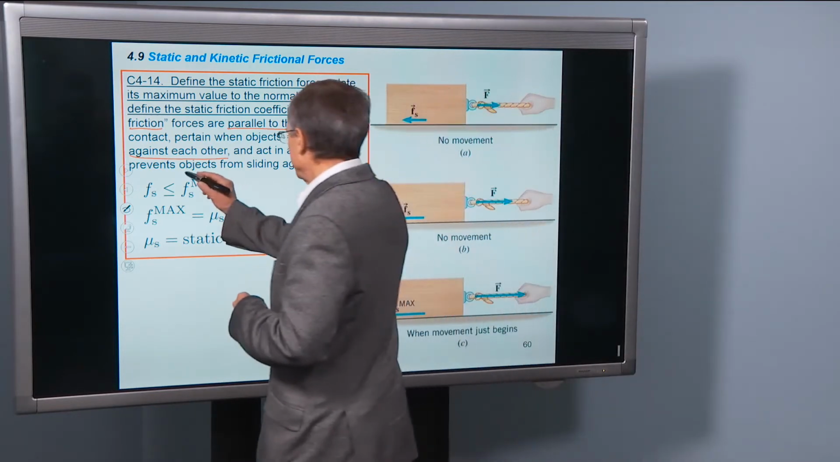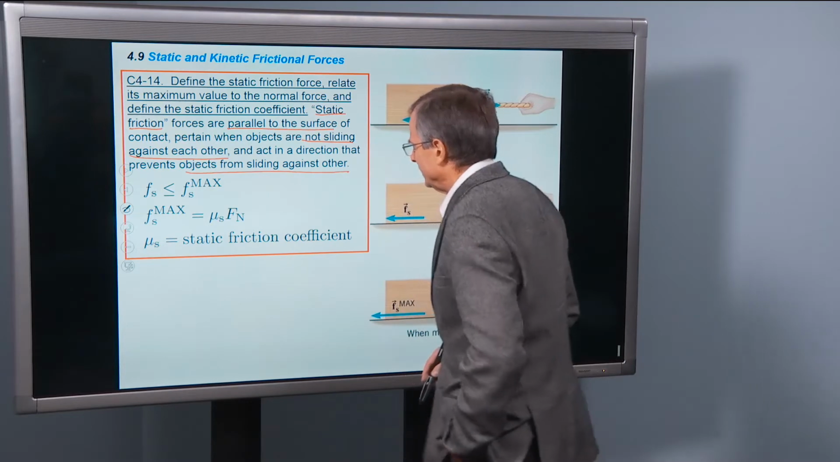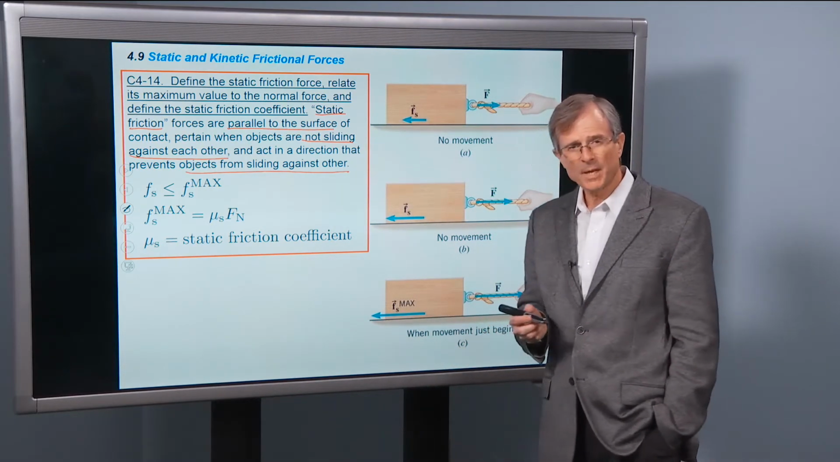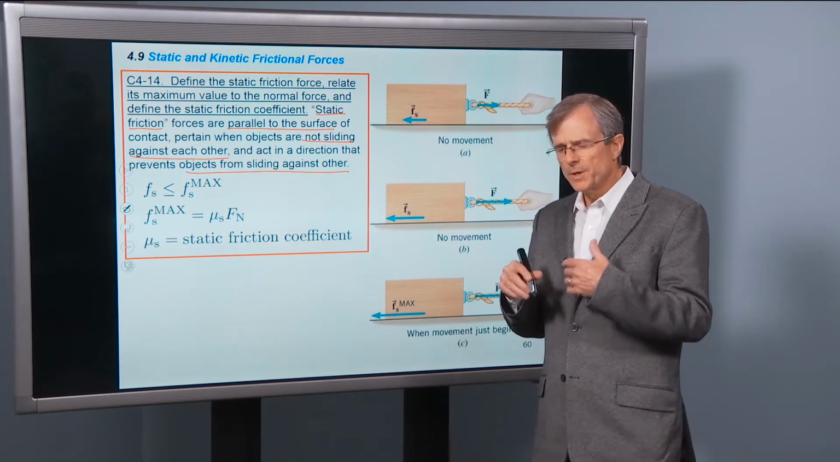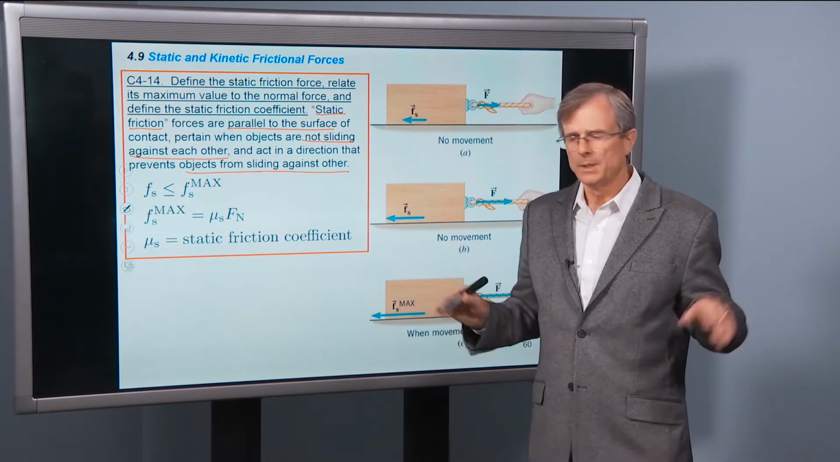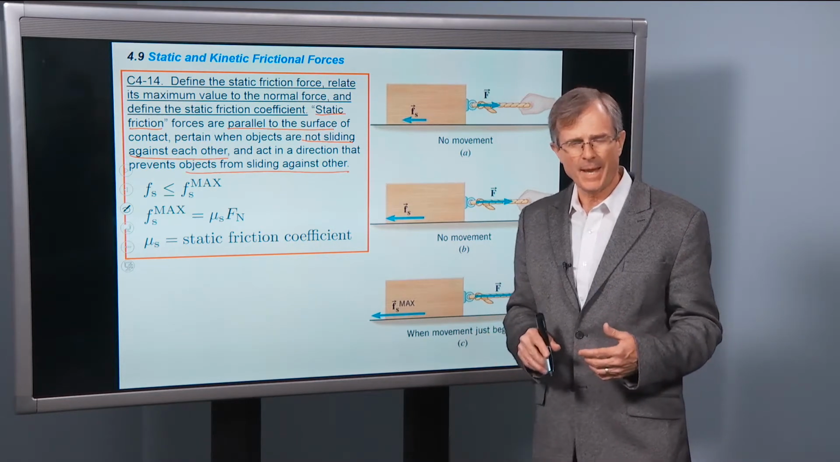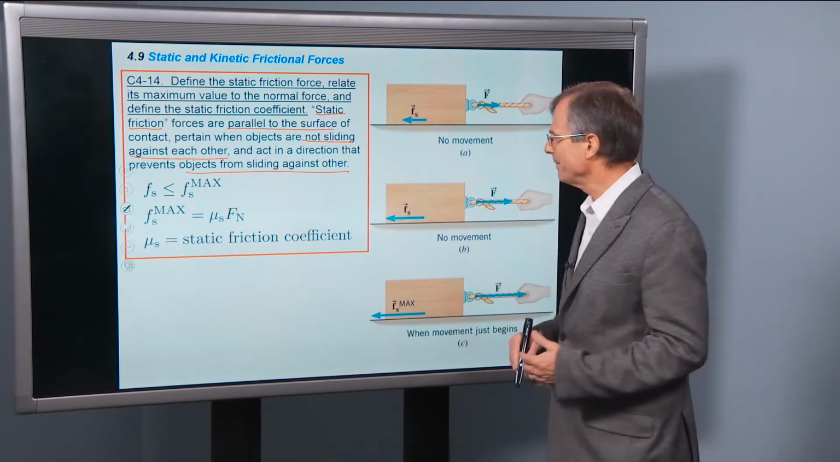So we talked about that in the demo video as well. To figure out the direction of the static friction force, you just ask what's the direction it would move were there no friction. And then whatever direction that is, static friction must act in the opposite direction.